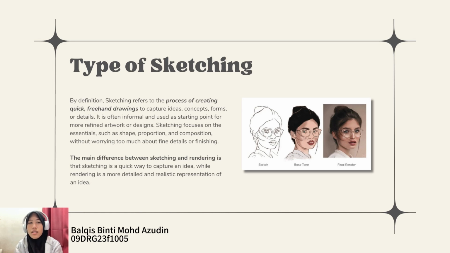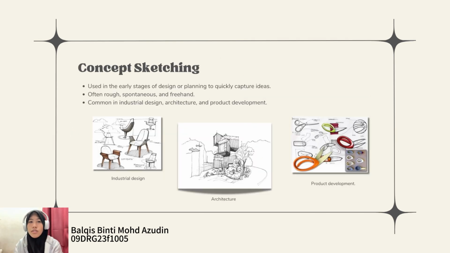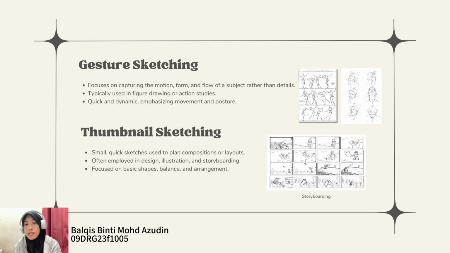Okay, types of sketching, we have a lot, but one example is concept sketching. Concept sketching is used in the early stage of design or planning to quickly capture ideas and is often rough, spontaneous, and freehand. It's common in industrial design, architecture, and product development. And second is gesture sketching. What is gesture sketching? It focuses on capturing the motion, form, and flow of a subject rather than details. Typically used in figure drawing or action studies.